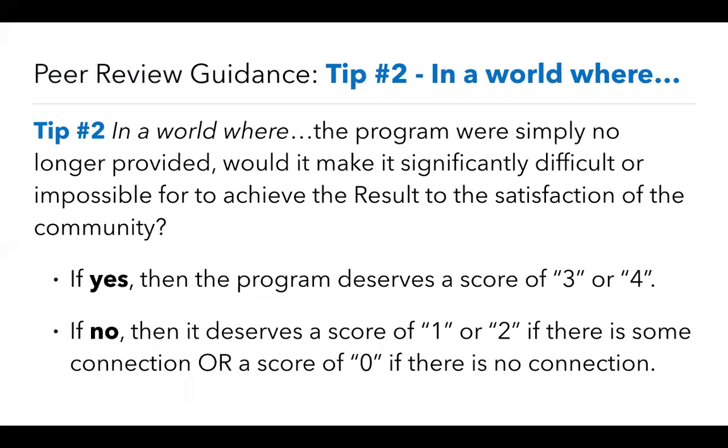Tip number 2 is, in a world where that program simply went away, would it make it more difficult to achieve the result in a successful way? If yes, then a higher score of a 3 or 4. If no, then a lower score of a 1 or a 2. And if there's just no relevance, then we look at a score of 0.